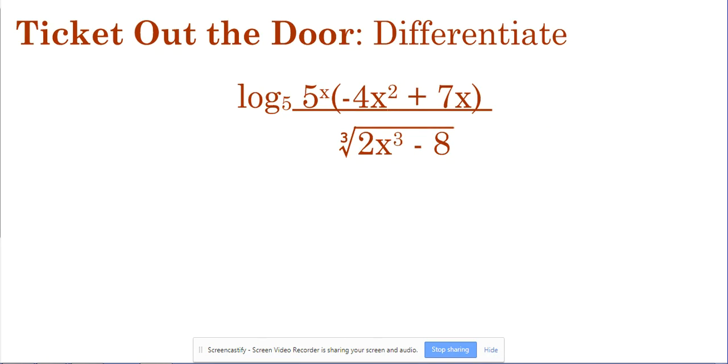Okay, here you go. Try and do this problem. Bit of a challenge, but not impossible. Pause it and come back for the explanation.